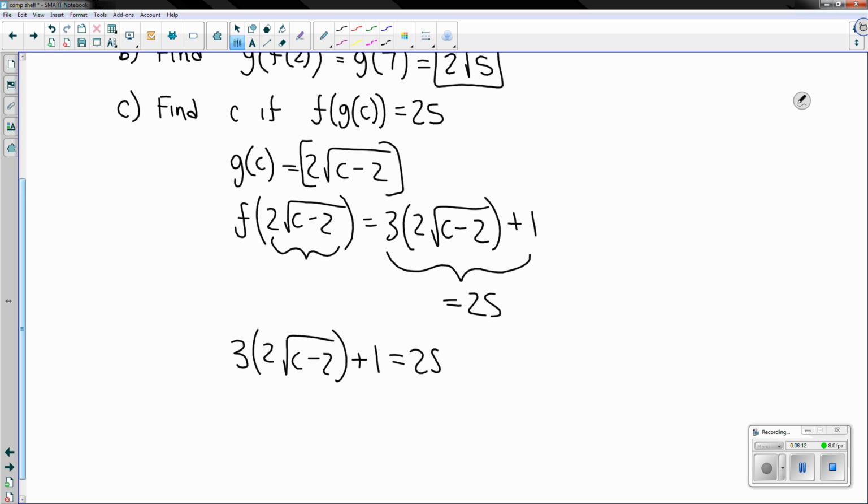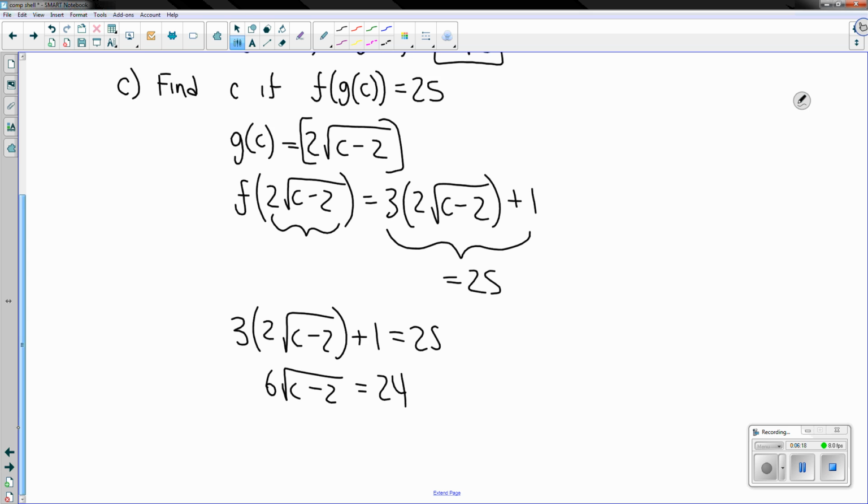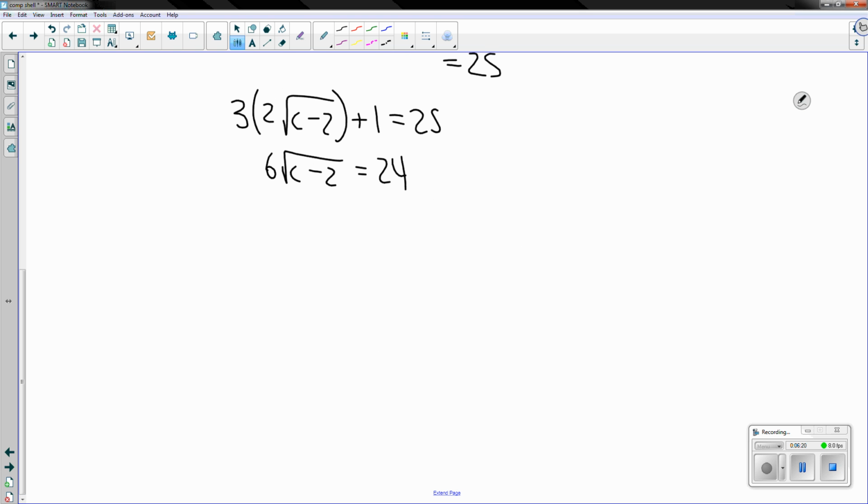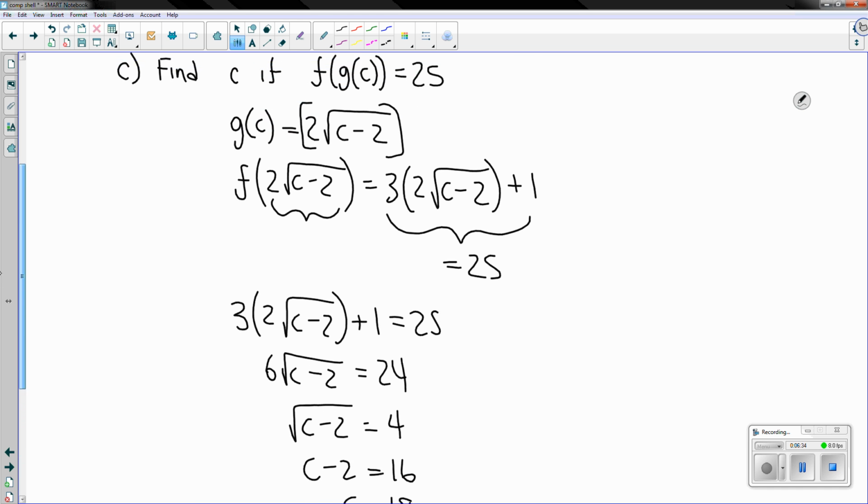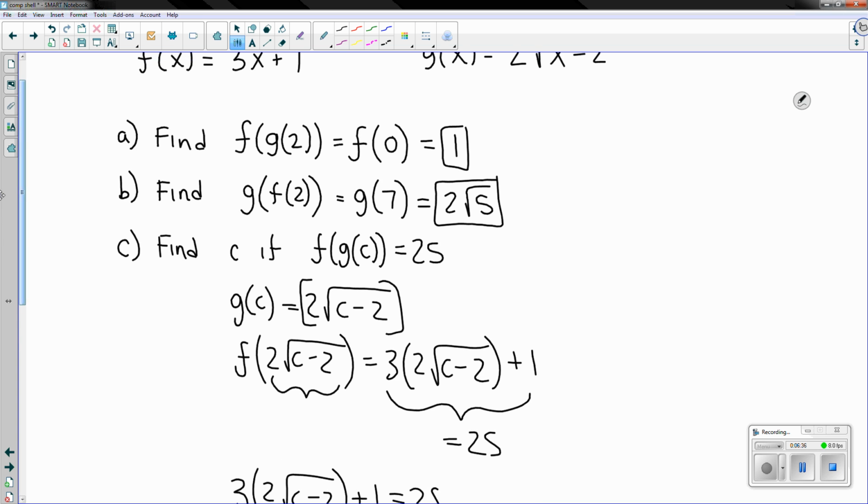So let's subtract 1, and we can distribute that 3. So we're going to get 6C minus 2 equals 24. Divide both sides by 6. Square both sides. Add 2. So if C were equal to 18, then F of G of 18 should equal 25.